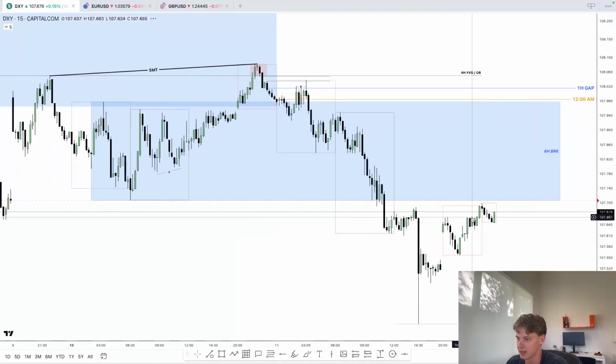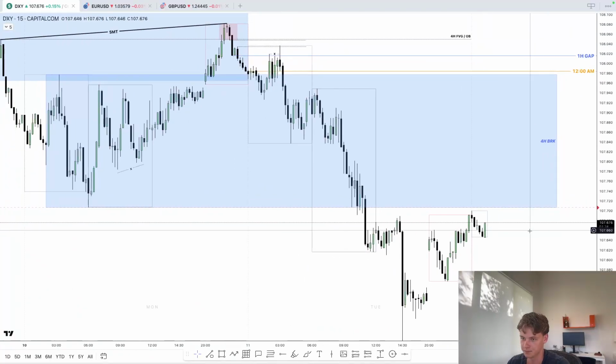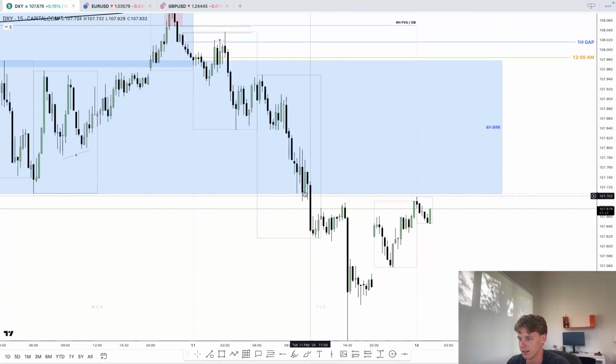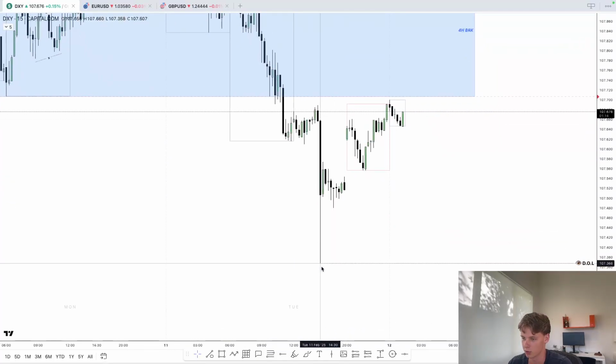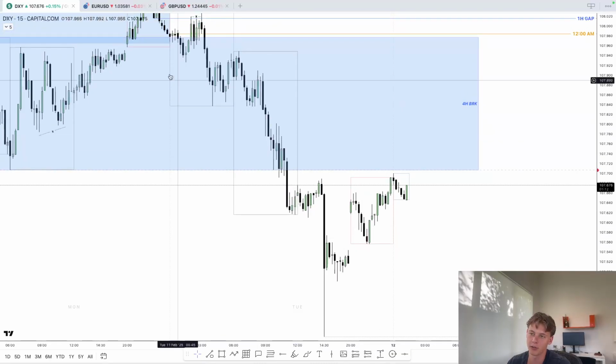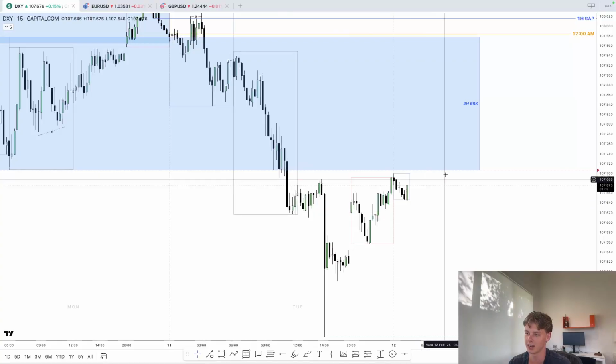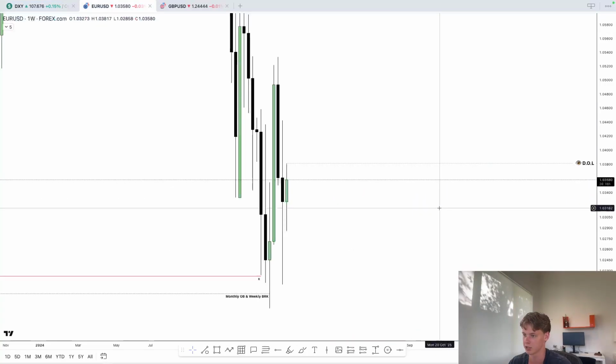And then on the 15-minute time frame, there's not very clear order blocks here from which I can look to trade from, but we'll see if on the Euro and on the Pound we have more clarity. So the bias for today on DXY is established as bearish.